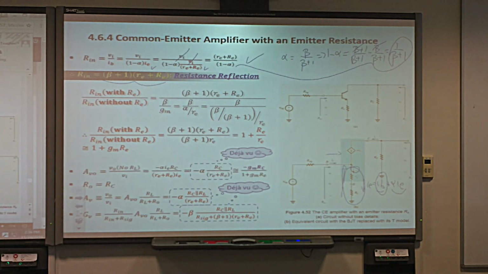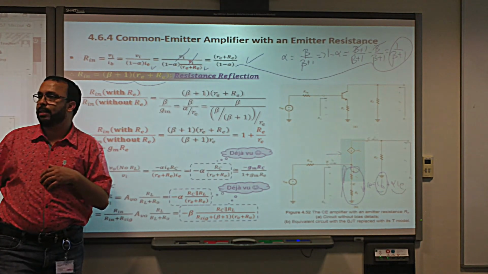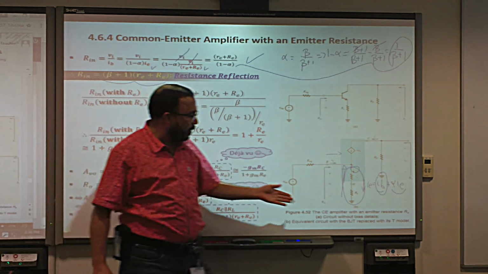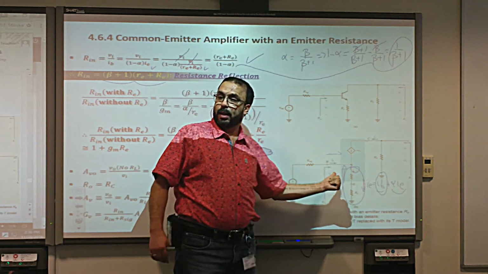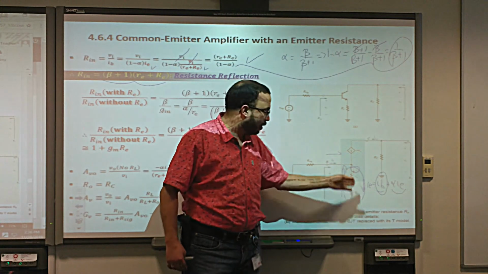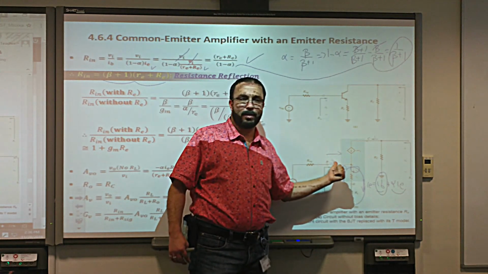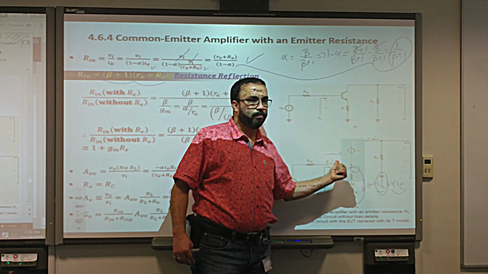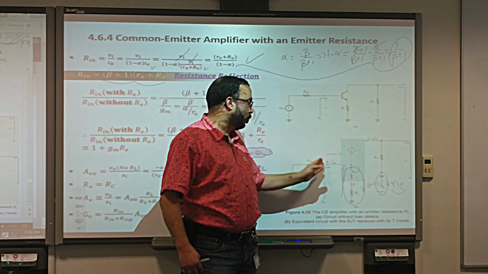This resistance, we call it the resistance reflectance. Resistance reflectance means that whatever resistance I put in here, it will be reflected at the input here by multiplying it by beta plus 1. Why? Because the current in here is equal to beta plus 1 times the current that comes in here. Yes or no? Got it? So that's why: the current here is equal to beta plus 1.